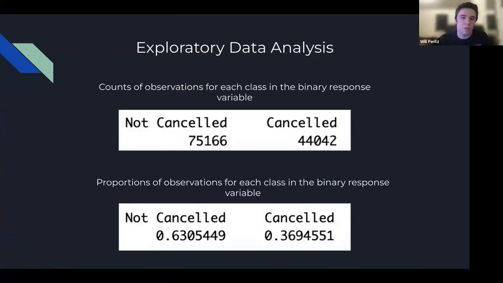All right, now moving on to some EDA. The first thing we did was find the counts and proportions for our binary response variable. You can see that about 75,000 reservations in our data set were not canceled, whereas about 44,000 were. It's about 63% and 37% respectively. And we were pretty happy with this because it gave us a large number of observations for each result of the response variable to work with.